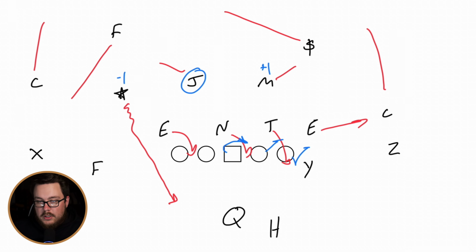And so the left guard would know to not squeeze the nose. He would come back and play a little bit heavier in the B gap. He would pick up the defensive end. Left tackle would pick up the Star.